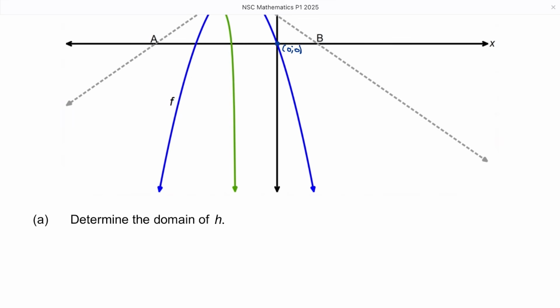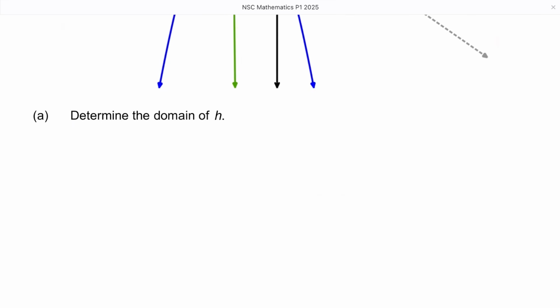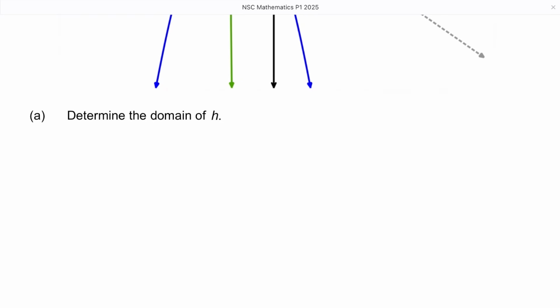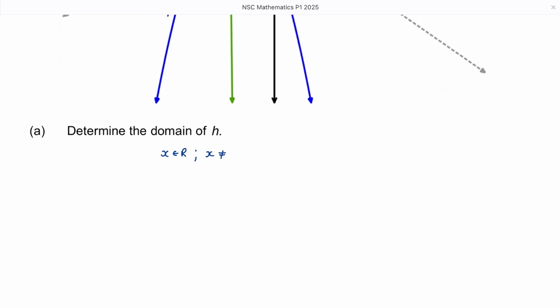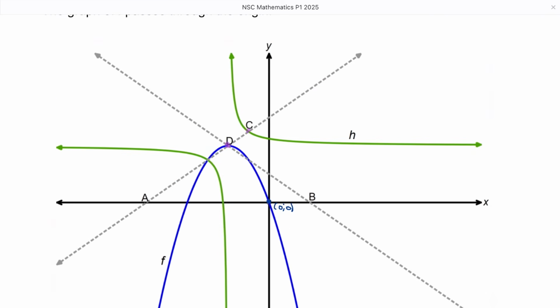Now, the first question they ask us is to calculate the domain of h. So the domain of a hyperbola is x is an element of real numbers, x is just not equal to its asymptote. So we have to figure out what the asymptote is, and our asymptote would be over here where the axis of symmetry intercept. So if we can get that x value, then we can find the asymptote.